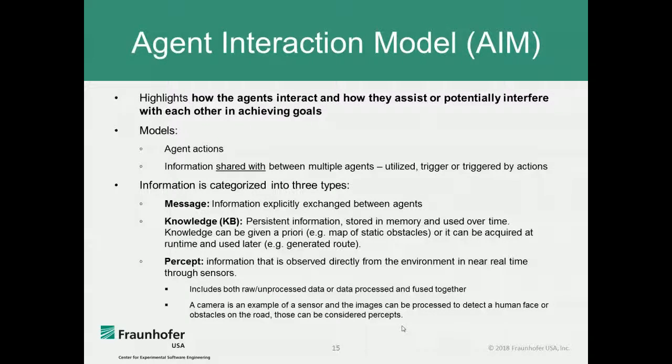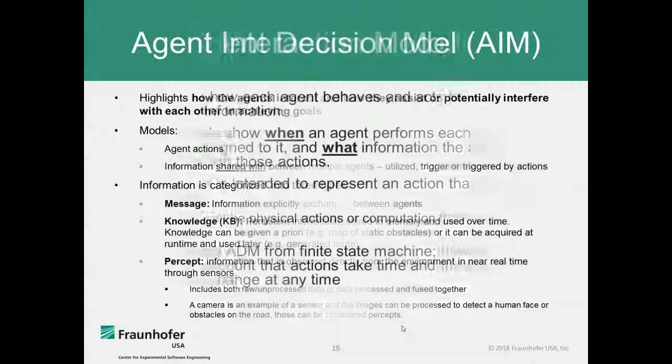So, just to summarize, the goal here is to show what types of information the agents are relying on to perform their actions, and how these agents interact. At what point does one agent, let's say, interfere or assist another agent in performing the bigger system level goal? So you can move to the next slide.